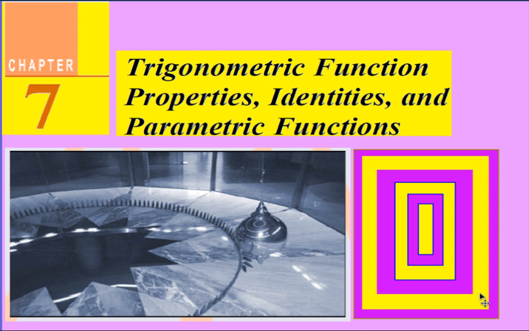Hello everyone, welcome to chapter 7 of the pre-calculus course, and this chapter is all about trigonometric function properties, identities, and parametric functions. So last chapter I introduced you to the sinusoidal functions, or the so-called periodic functions, such as the sine function, the cosine function, and some other functions relative to these two primary functions, sine and cosine, which are the tangent functions, cotangent functions, the secant functions, and cosecant functions.